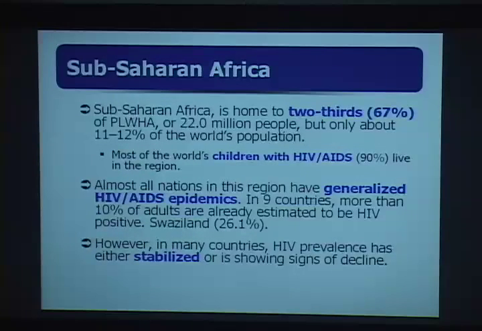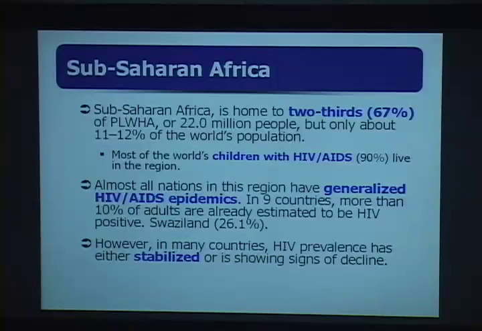Now, almost all nations in the Sub-Saharan African region have generalized HIV/AIDS epidemics, and in 9 countries, more than 10% of adults are estimated to be HIV positive. Swaziland, in fact, has the highest HIV prevalence anywhere in the world, and that's estimated to be about 26.1%. So about 1 in 4 Swazis are living with HIV.